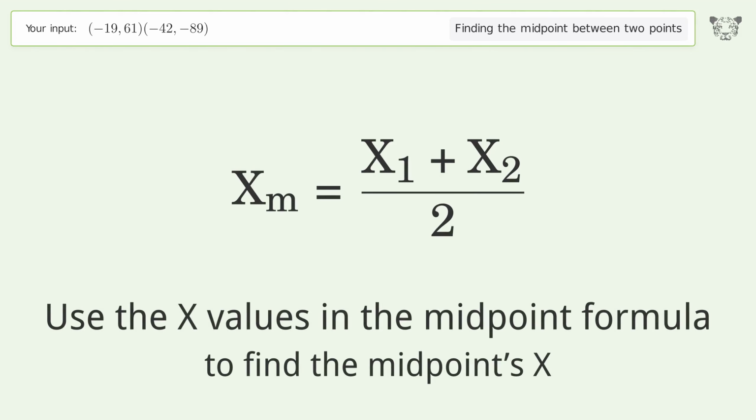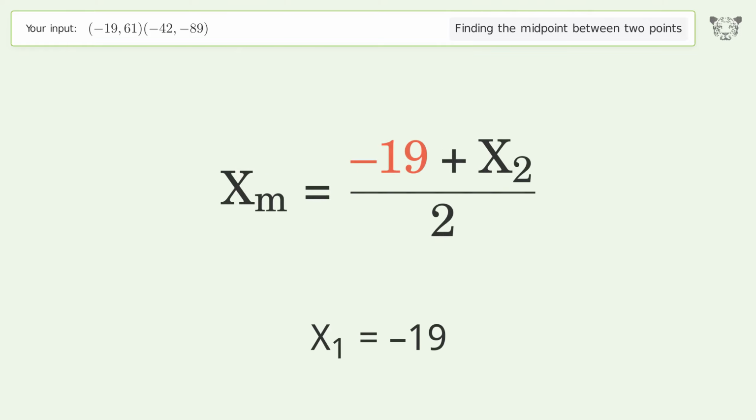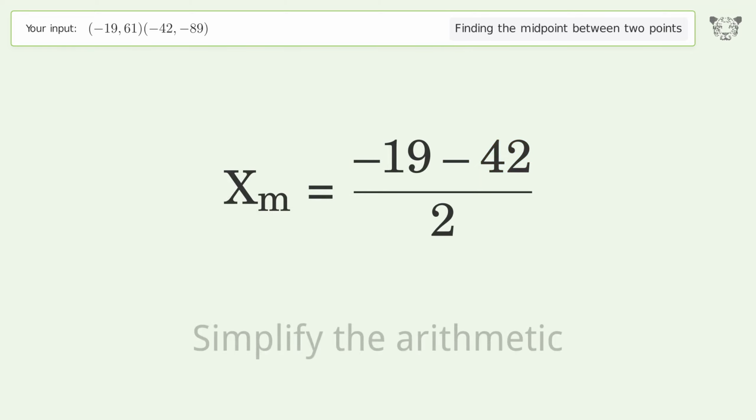Use the x values in the midpoint formula to find the midpoint's x. x1 equals -19. x2 equals -42. Simplify the arithmetic.